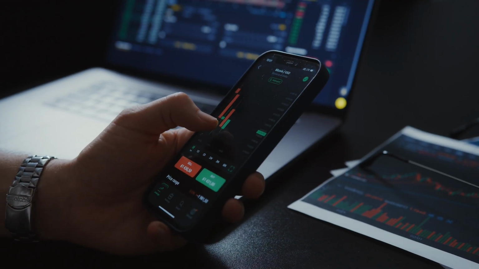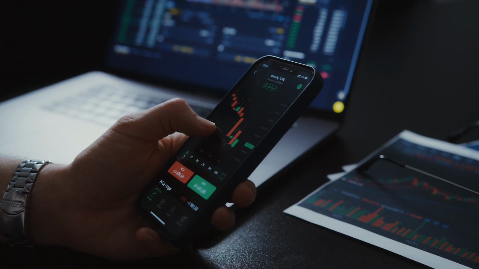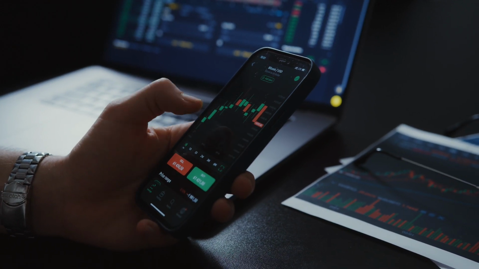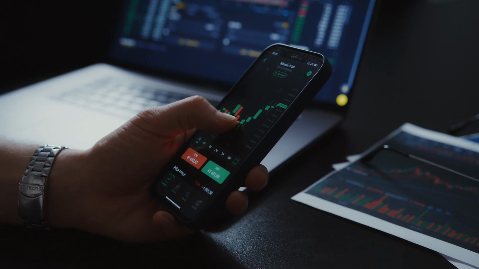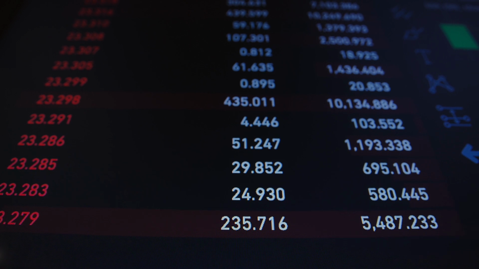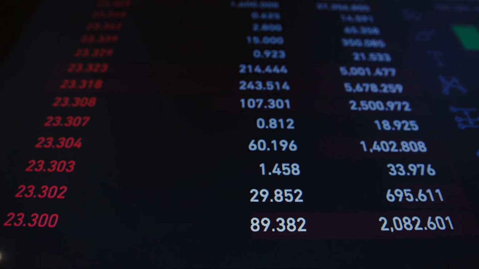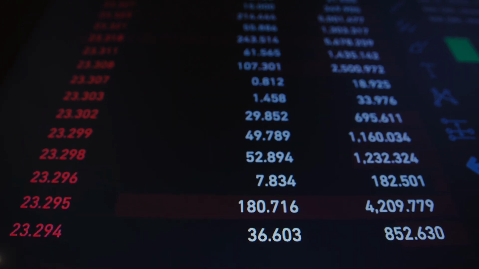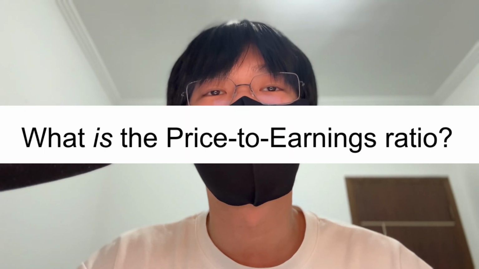Have you ever looked at a stock price and wondered, is this expensive? Is it cheap? Or maybe you've heard terms like high PE or low PE. Well, the PE ratio is a tool designed to help answer exactly those kinds of questions. So what is the price to earnings ratio?